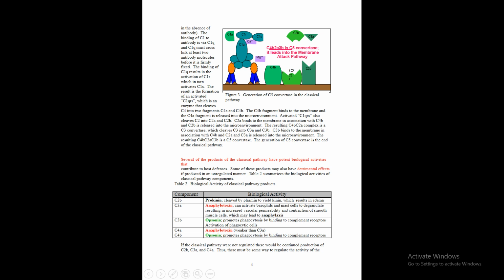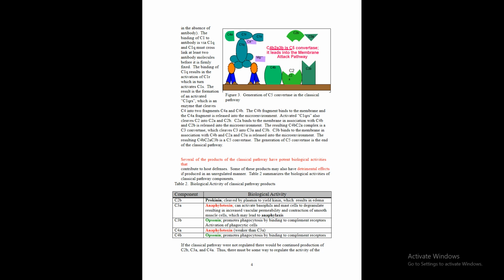And we will see later on what is the role of C4a in the attractant and vasodilatation that will result in inflammation. Activated C1qrs also cleaves C2 into C2a and C2b. The C2a binds to a membrane in association with C4b, and the C2b is released into the microenvironment, which exerts the same action as C4a. The resulting C4b2a complex is a C3 convertase, which cleaves C3 into C3a and C3b.